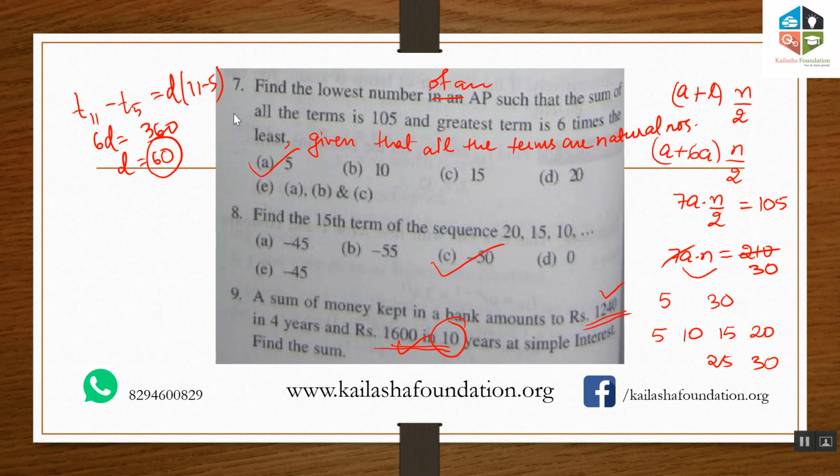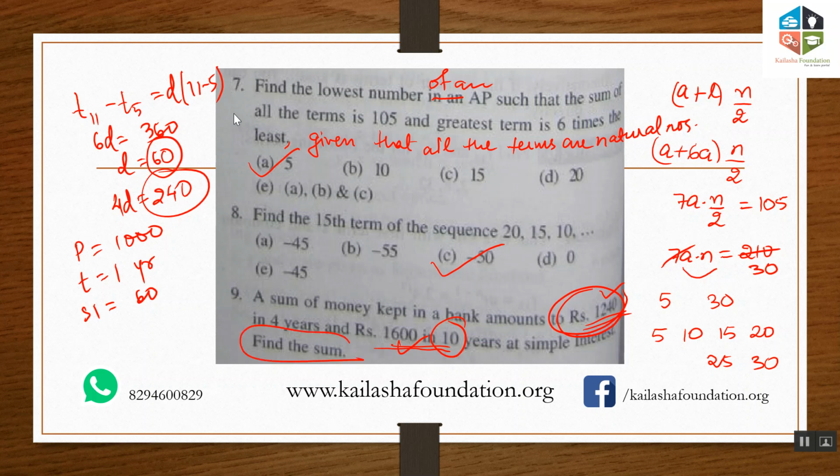So the simple interest of 4 years is 240. So out of 1240, the simple interest is 240. So the principal is 1000. Principal is 1000, time is 1 year, SI is 60. So what is the rate of interest? Do we have to find the rate of interest? No, we have to find the sum. Okay, the sum is 1000. That's it.